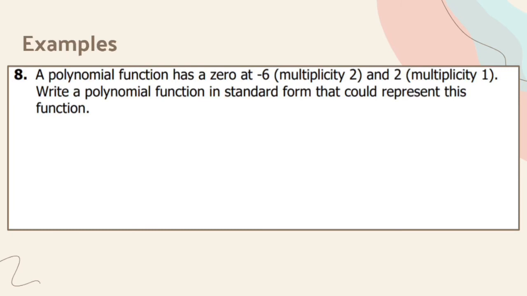And finally, a word problem. A polynomial function has a 0 at -6 with a multiplicity of 2 and at 2 with a multiplicity of 1. Write a polynomial function in standard form that could represent this function.